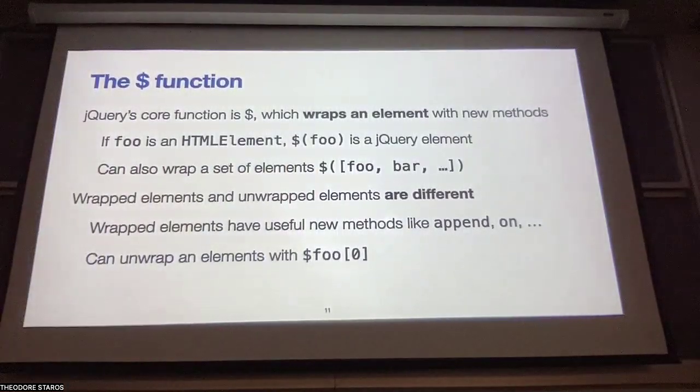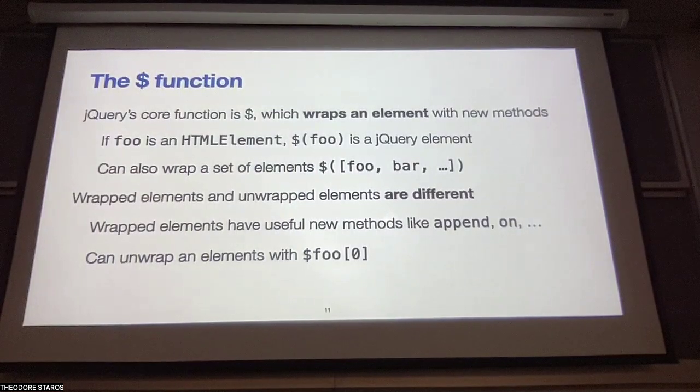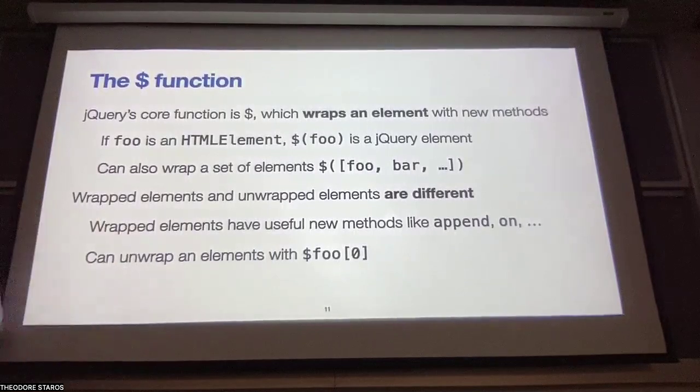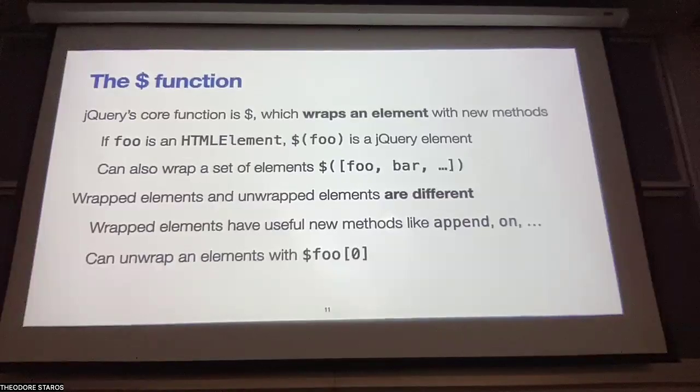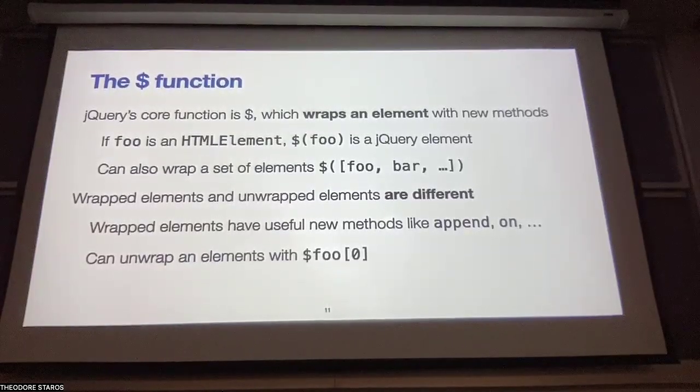And as you do things with jQuery, you're going to want to keep track of which things are wrapped elements that are jQuery objects that you can apply the jQuery methods to, and which ones are unwrapped, because there's a couple of built-in browser APIs where you need to provide unwrapped HTML elements. So basically, we're going to have two types of elements, wrapped and unwrapped. And you're going to have to keep track of which one is which.